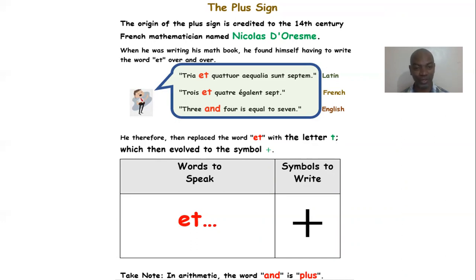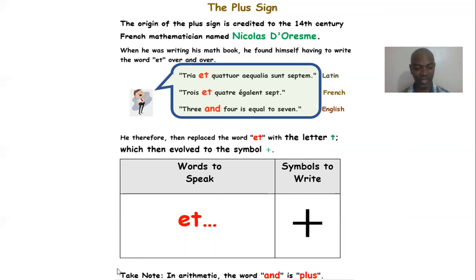The whole idea of changing a word, in that case a two-letter word, to a symbol or one letter T, where the horizontal line was placed in the middle, because in the T the horizontal line is a little higher up, but with the plus, the horizontal line is right in the middle, and then a word converted into a symbol to facilitate communication of quantitative analysis, okay. 3 and 4 is equal to 7. So here in this table, as you can see, the word to speak is et, and the symbol to write is the plus sign.